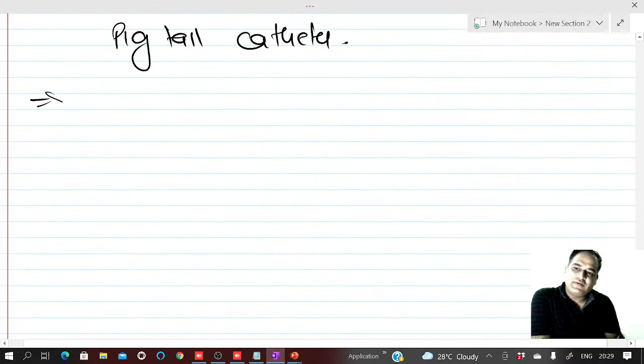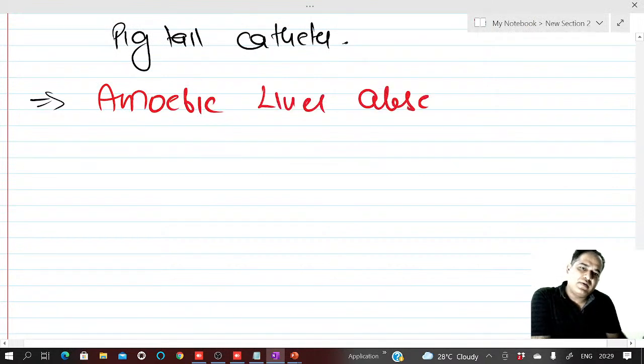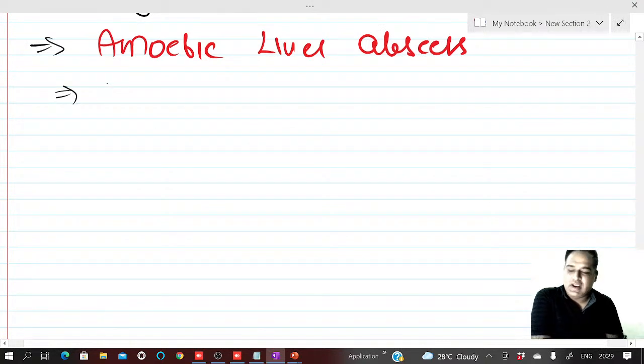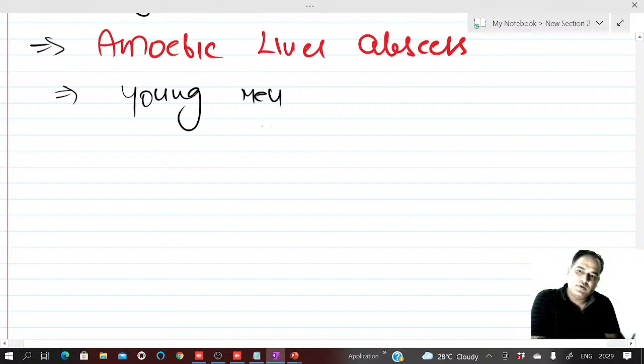Now we move to the next topic quickly, that is amoebic liver abscess. This is common in the tropics. You know, we are a tropical country, and we have many cases of amoebiasis coming up. Again, I told you this is common in young men. Fine. By the time your patient has amoebic liver abscess, the intestinal infection is usually quiescent.